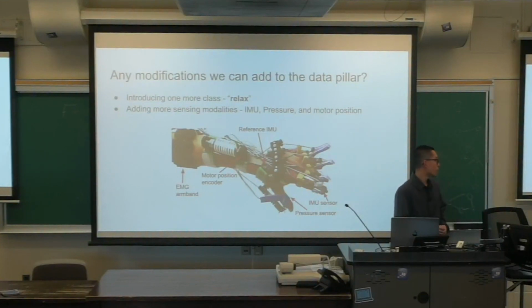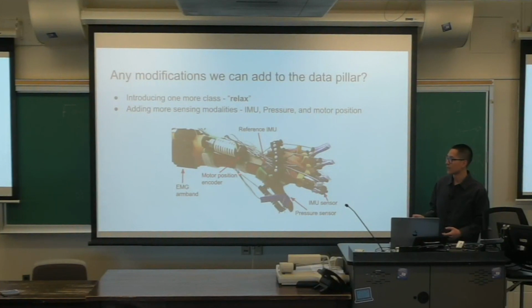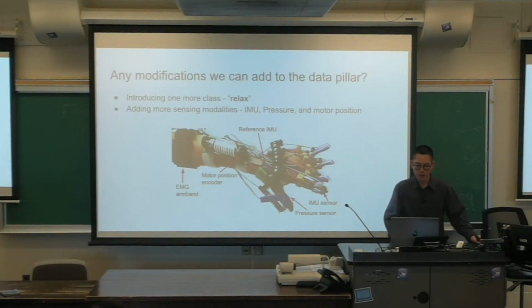Before, we only had the EMG armband, but now we are adding a motor position encoder, which gives us the motor state as another data modality. We also add IMU sensors. The IMU sensor can give us the position of the index finger compared to the reference IMU. We also add a pressure sensor to the thumb, which can measure how much pressure the patient is pressing on the device. So adding more sensing modalities gives us more room to play with data, and hopefully they can make the algorithm more robust. So that's what we did for the data.